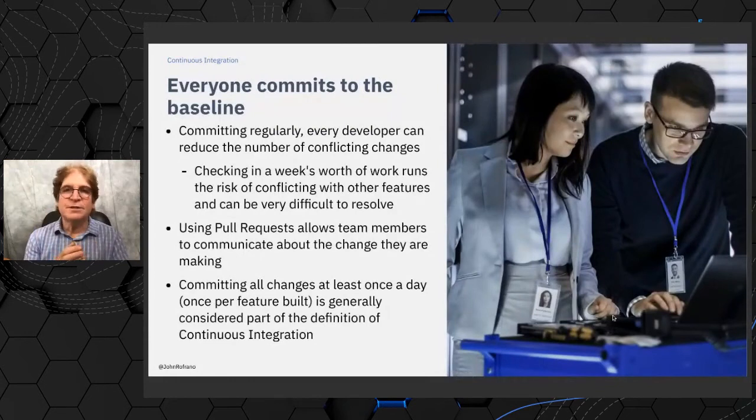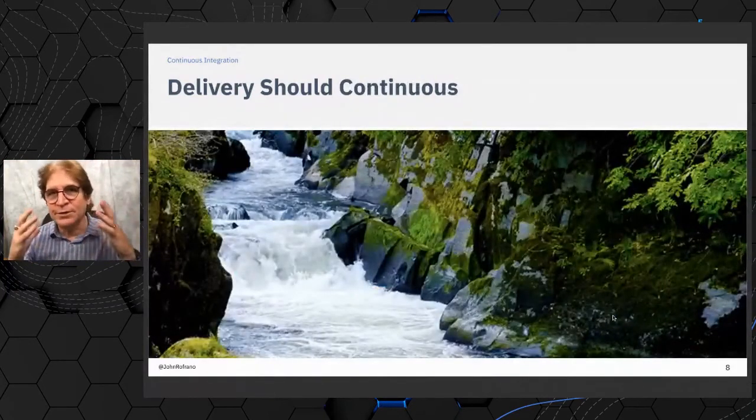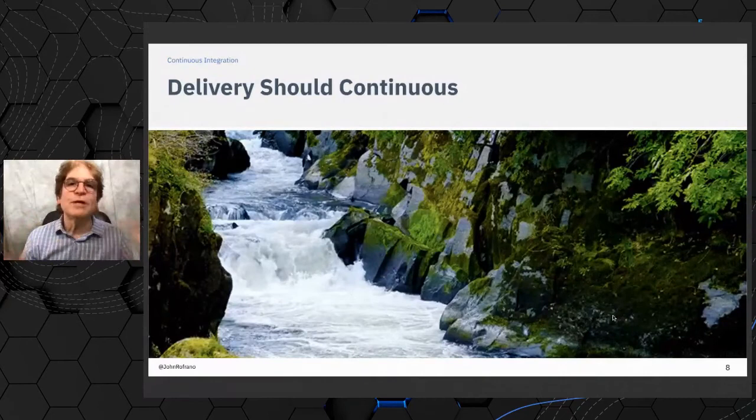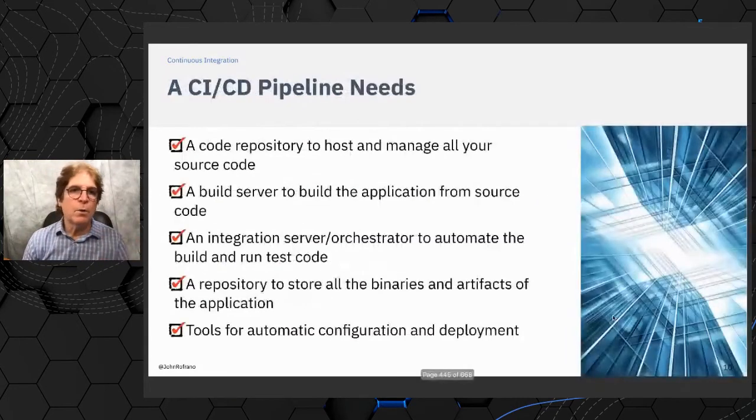So everyone commits to the baseline, right? So you're committing your features, you're merging into master, and the pull request allows you to communicate about changes. And then somebody approves it and it gets pulled back in. So, instead of it being emotional, delivering this stuff, you want it to just be continuous. You've got some nice, flowing stream of commits that people aren't getting upset about. But that gives you faster reaction times, reducing the code integration risk, right? And you get higher code quality out of it.